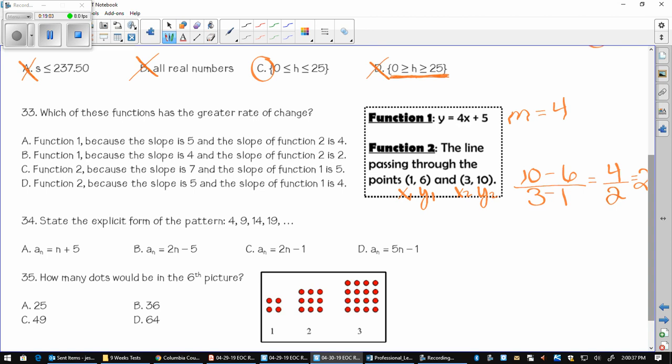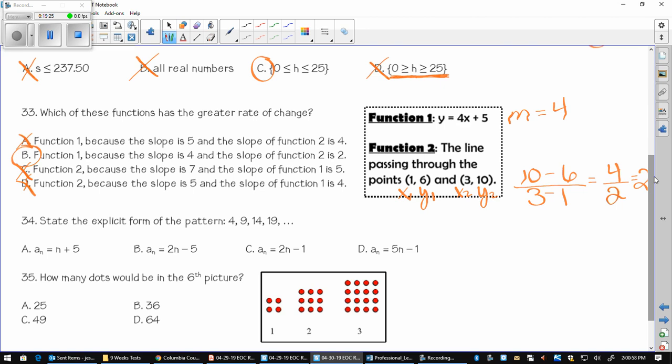Function 1 has a rate of change of 4. So function 1 is greater. So that tells me it can't be C or D. So if I look at A, it says function 1 because the slope is 5, and that's not true. So that can't be right. B says function 1 because the slope is 4, and the slope of function 2 is 2. That's correct. So my answer is B.